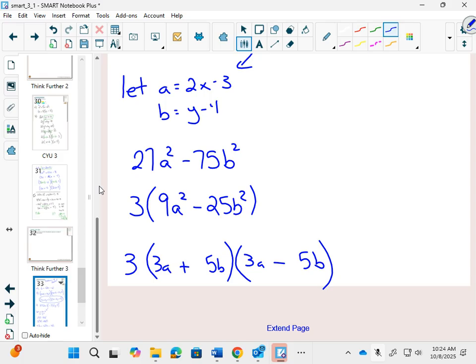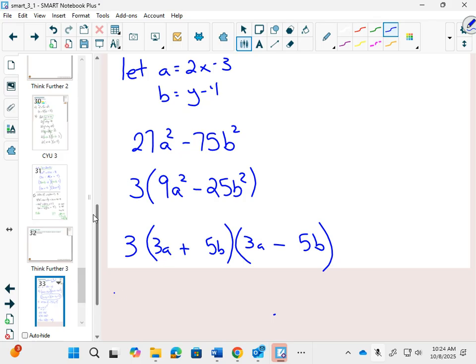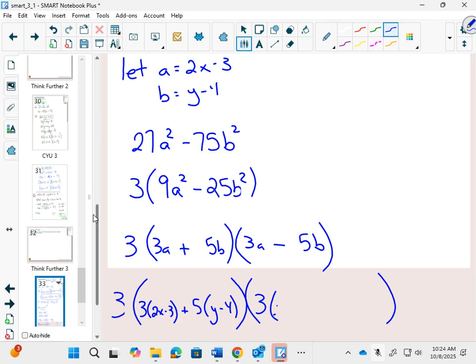So I just did it simply to begin with. And now what can I put in? Instead of the a, I can put back in the 2x minus 3 plus 5. And instead of the b, I can put back in the y minus 4. Same thing here, 3. Instead of the a, I can put back in the 2x minus 3 minus. And instead of the b, I can put back in the y minus 4.